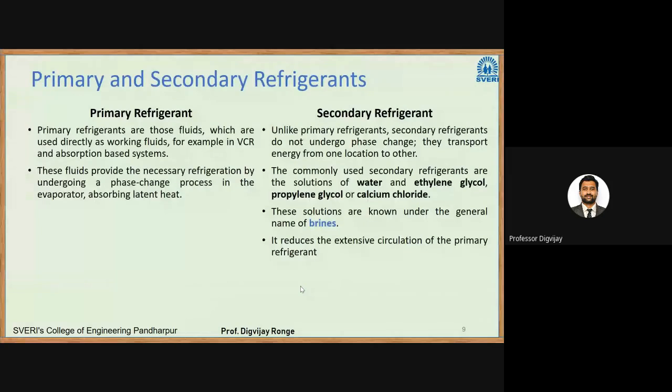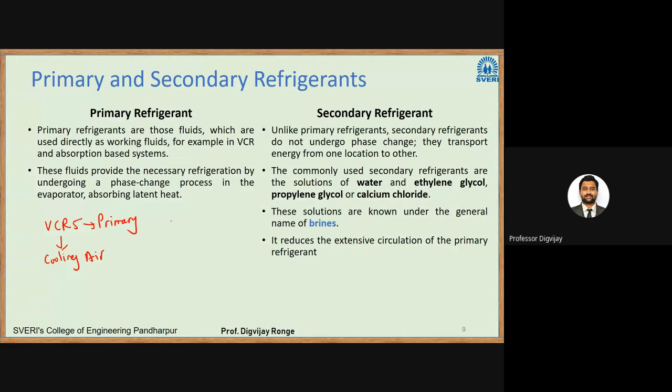So what are the primary refrigerants? If I use a VCRS system, that is a vapor compression refrigeration system, for direct cooling of air, in that case we can say that whatever refrigerant is there, that is the primary refrigerant. Okay. So I have a VCRS, vapor compression refrigeration system. If I am using it for cooling of air, in that case whatever refrigerant we have, we can say it is a primary refrigerant.